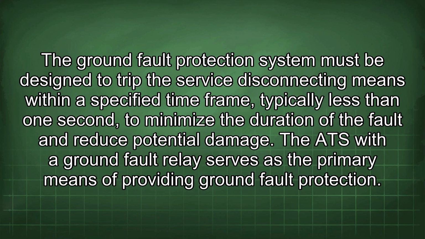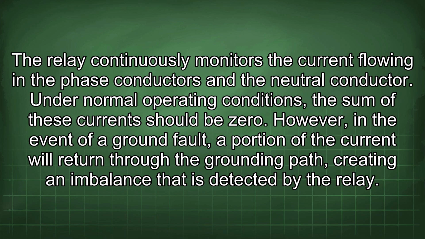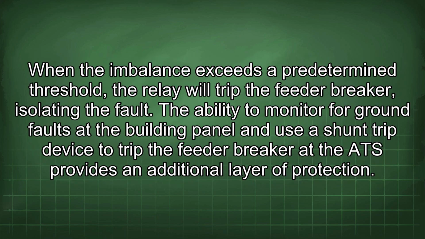The ATS with a ground fault relay serves as the primary means of providing ground fault protection. The relay continuously monitors the current flowing in the phase conductors and the neutral conductor. Under normal operating conditions, the sum of these currents should be 0. However, in the event of a ground fault, a portion of the current will return through the grounding path, creating an imbalance that is detected by the relay. When the imbalance exceeds a predetermined threshold, the relay will trip the feeder breaker, isolating the fault.